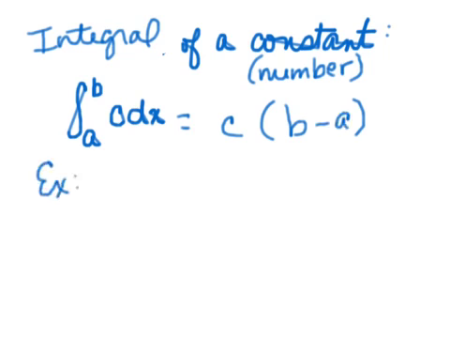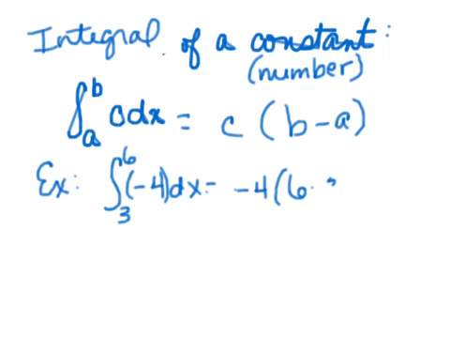So for example, if you have the integral, your limits are 3 to 6, and your constant is -4, then you would take your -4 and multiply it by the difference of 6 and 3. So -4 times 3 is -12. Now, note about the negative number. If I was asking for area, you would change that sign to make it positive. But here I'm asking for an evaluation, and there is a fine line difference between those, which we will go into in another lesson.